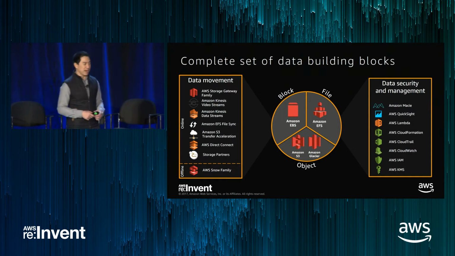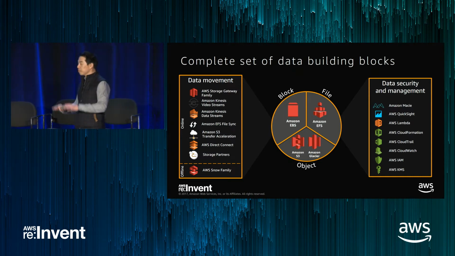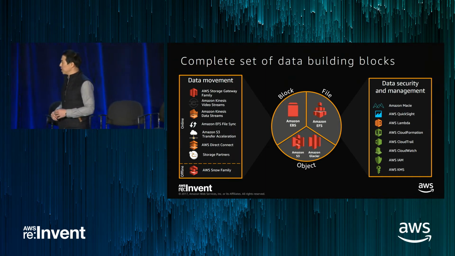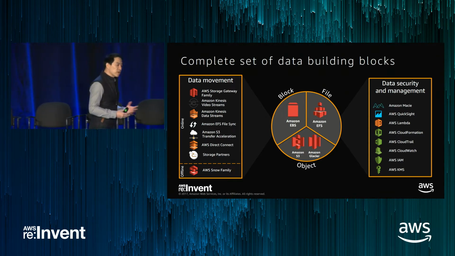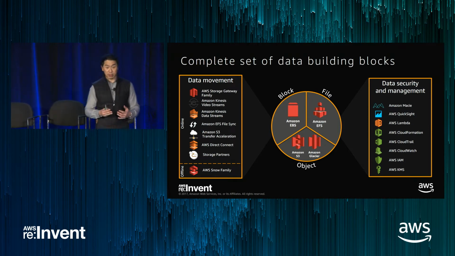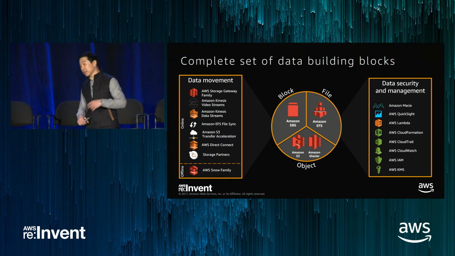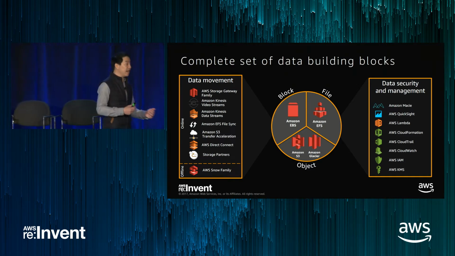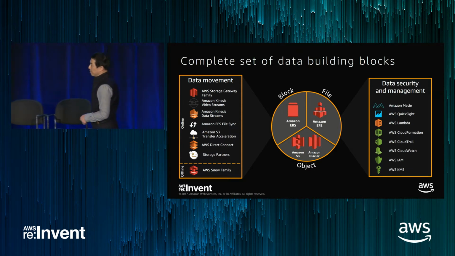So with EFS now, when you think back to the 3 major categories of storage, EFS completes the storage portfolio at AWS. So now we have block, file, and object in a couple of forms. So you can really choose the right storage or different types of storage for your different applications. On the left, we have a number of different data movement tools to get data both in and out of our storage services. And they are integrated with the various other services for security and management on the right.